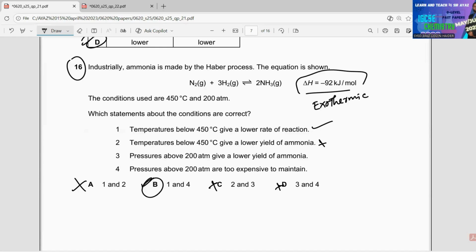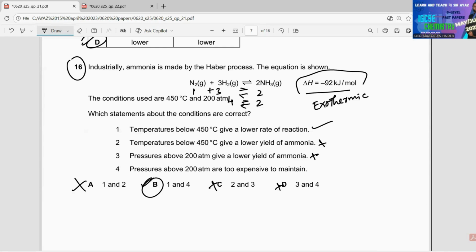For your convenience, I am reading 3 and 4. 3. Pressures above 200 atm give a lower yield of ammonia. This is also incorrect, because if you look at the number of moles on each side, on the reactant side we have 1 plus 3, and on the product side we have 2. So there will be 4 moles on the reactant side against 2 moles on the product side. So higher pressure gives a higher yield of ammonia. So this is also incorrect.